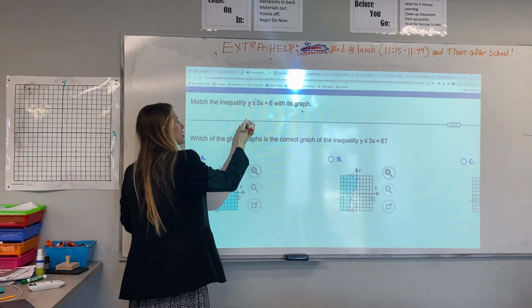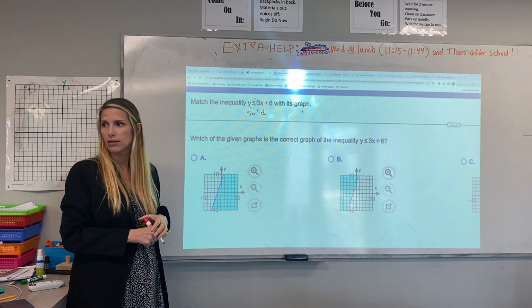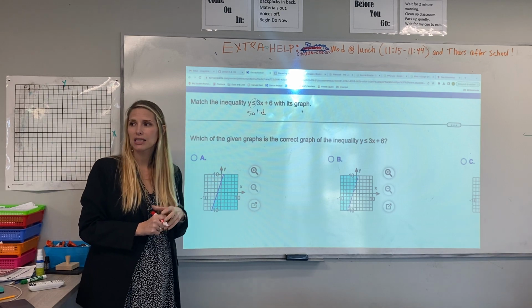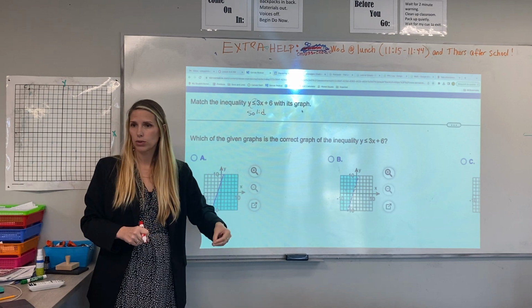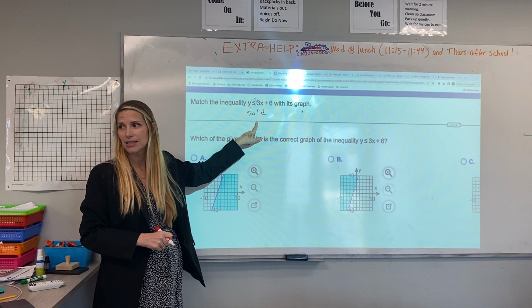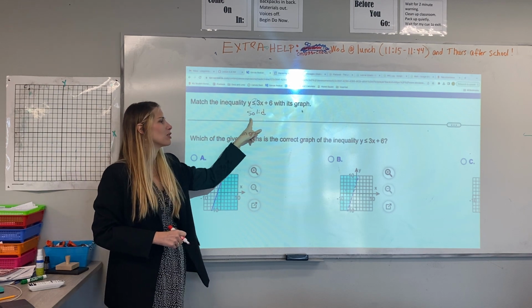Solid. Why solid? It has nothing to do with the line thing. It's because of the equal sign. This has an "or equal to" portion. So that's why it should be solid.